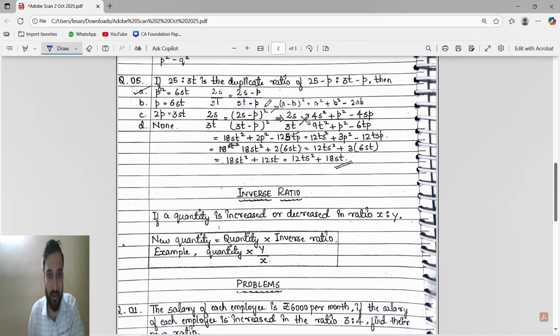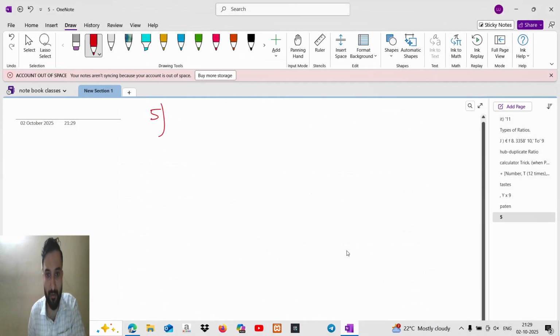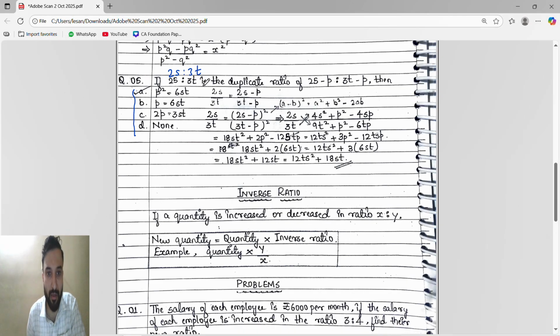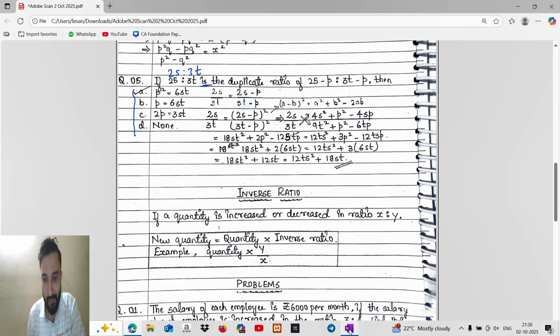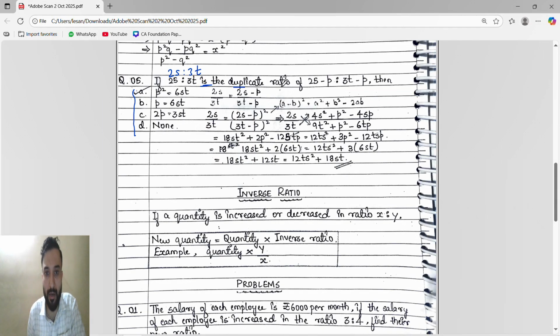Here I have written the options, because here we will do the trial and error method, so that's why I have written the options. Now see, they had given: if 2s is to 3t, where "is" means equal, is the duplicate ratio of this. Duplicate ratio means what, guys? Square, right? Duplicate ratio means square.